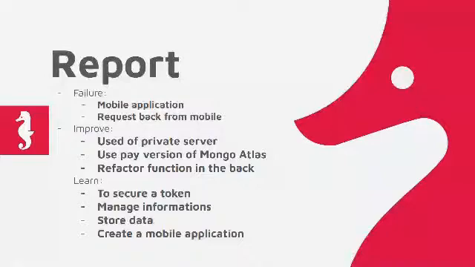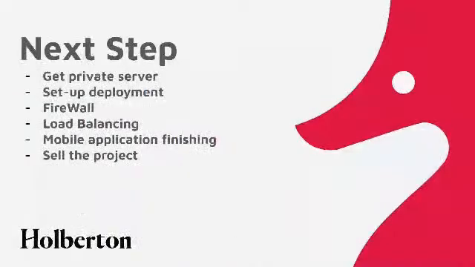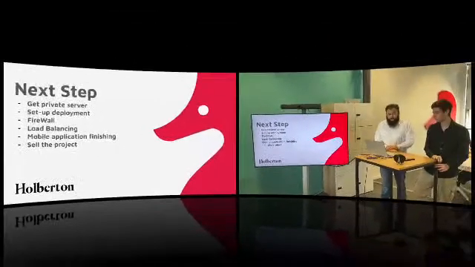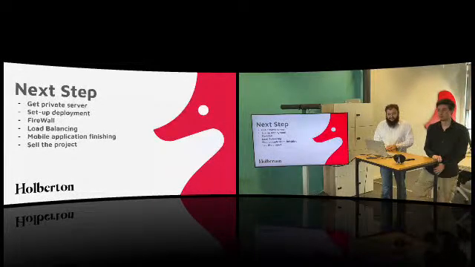The long part for Alberton was to secure tokens, manage some information, store data, and create the mobile application. So the next step is to get a private server, like we said, to set up a deployment for the mobile, and set up the deployment of the firewall and load balancing. It's really useful to have this type of security. And to finish the mobile application.